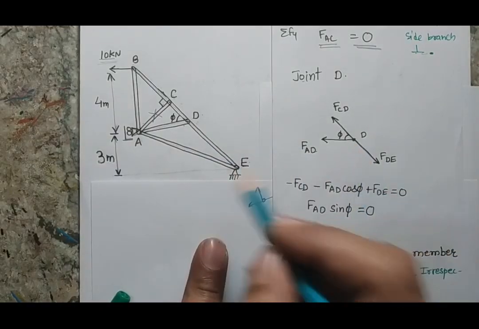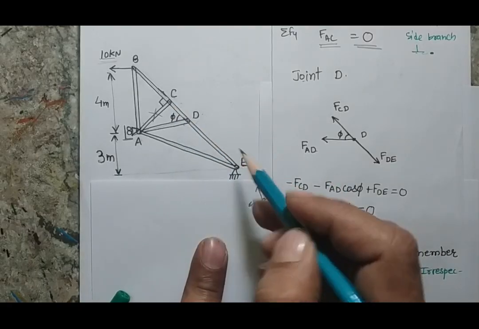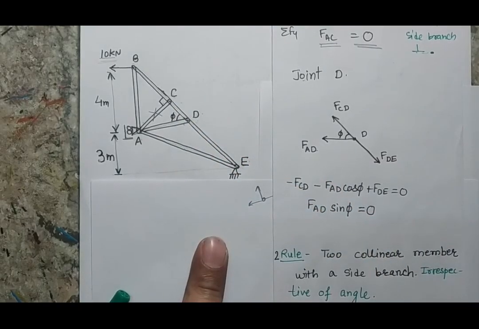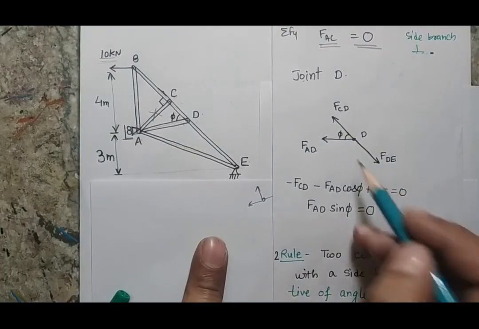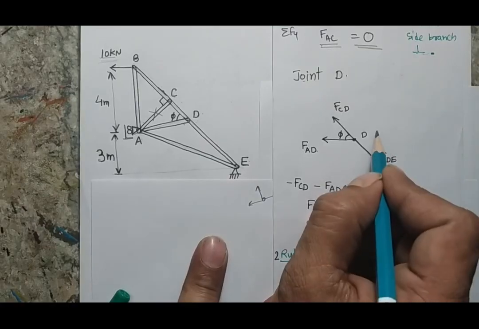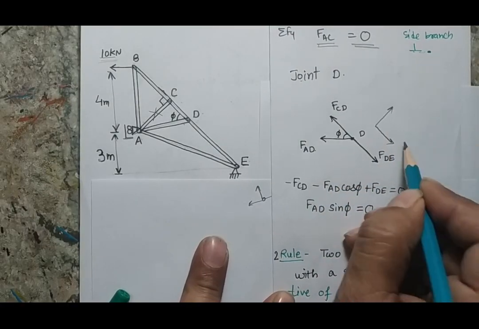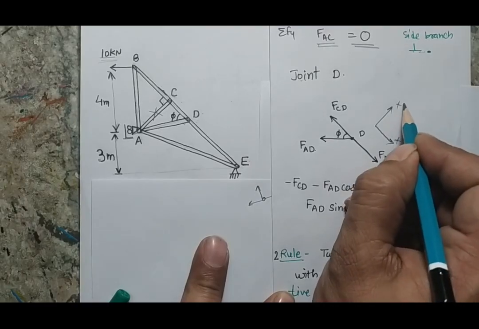So joint D having two forces, one going along DC, one going along DE, and a third force going along DA. So here is my next free body diagram, and here also I would like to consider my quadrant with a different orientation. So this is my positive X and this is my positive Y direction.